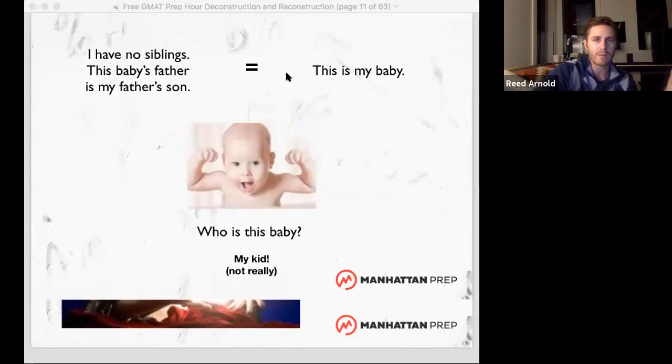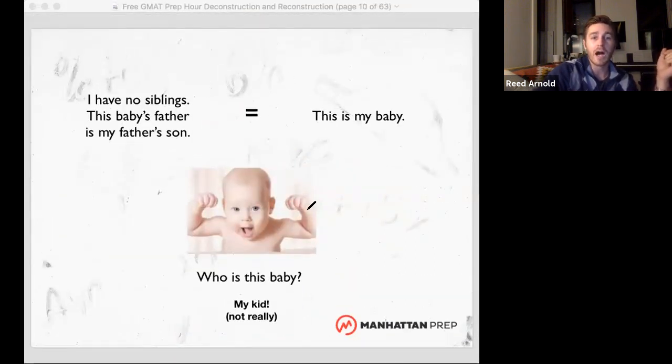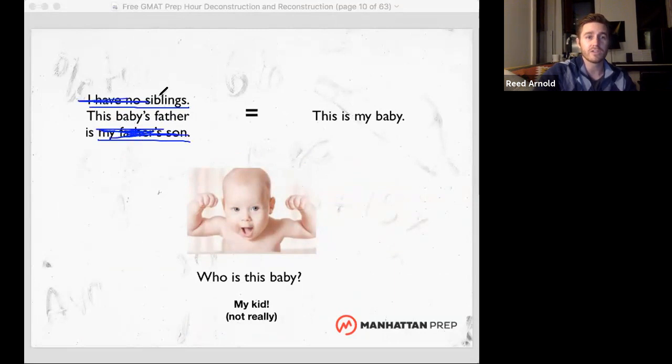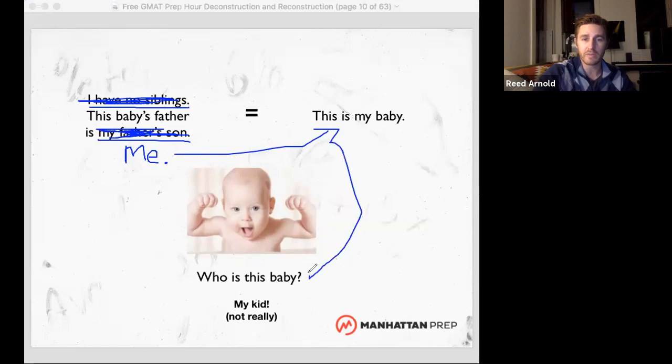So one quick little wrap up on why this picture is not me, but is my kid, because my father's son is me. Right? Why is it me? Because I have no siblings. So we take off these little pieces of information and we're left with this baby's father is me. Well, if this baby's father is me, that means this is my baby, which means who is this baby? My kid. Okay.